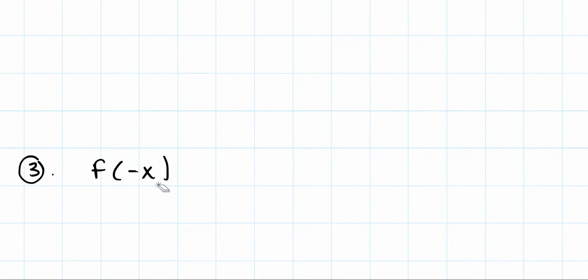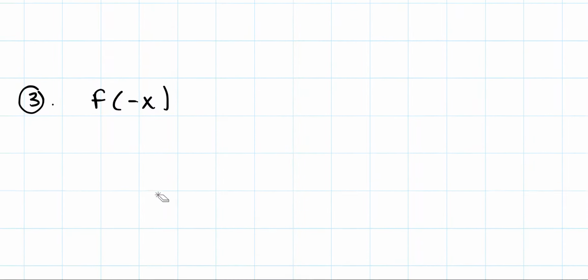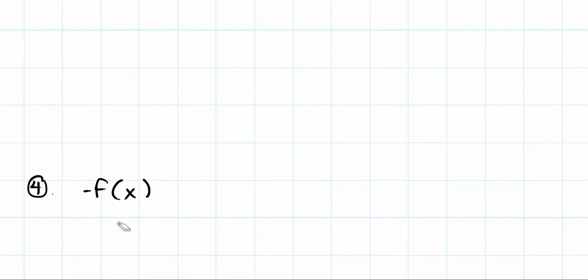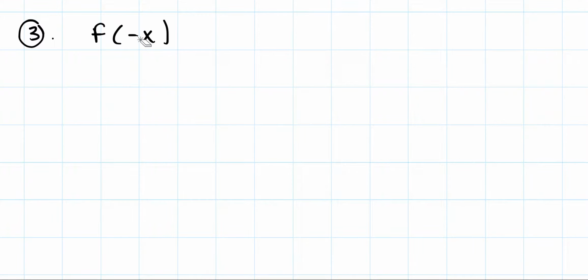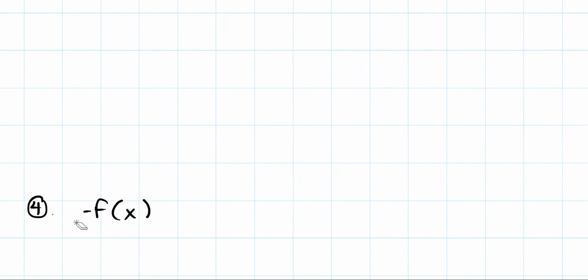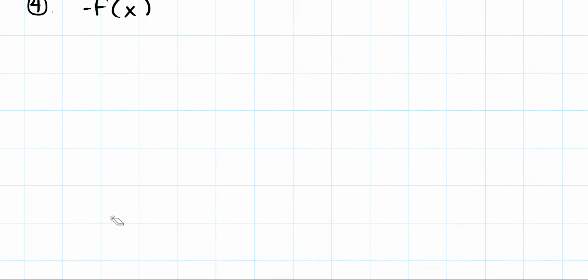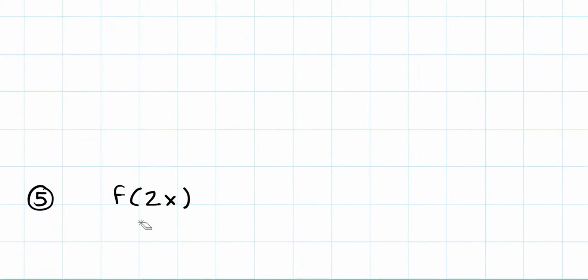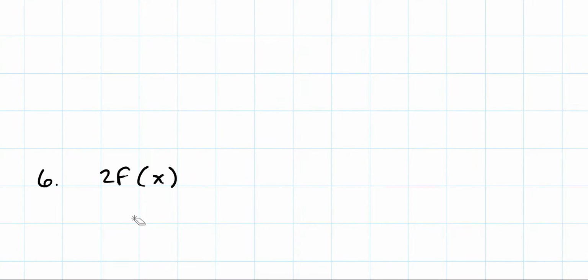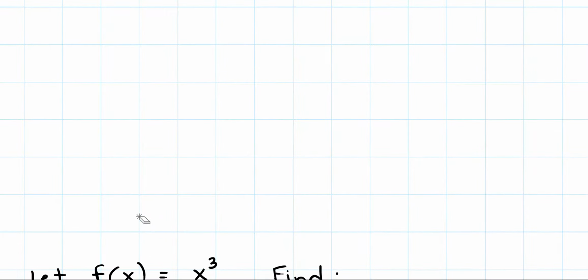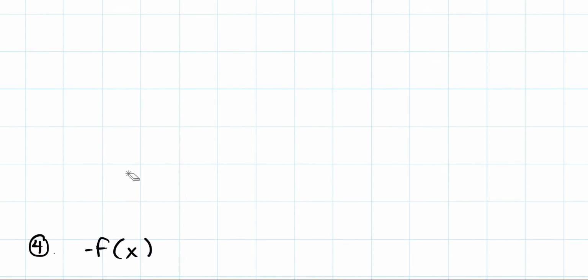I want to find f of negative x. Also negative of f of x. Again, notice the negative here. The negative's on the inside, and here the negative's on the outside. F of 2x. And then I want to take the 2 on the outside. And I think that's all for this problem. Yeah. So make sure you write all of those down, and I'm going to go through them one by one.